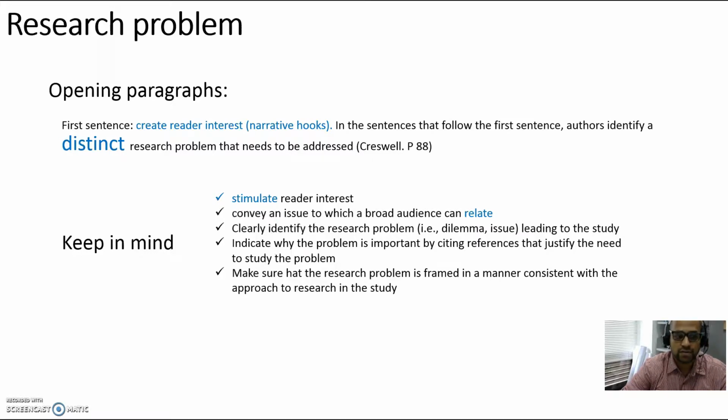Clearly identify the research problem. What is the dilemma? What is the issue leading to the study? Indicate why the problem is important by citing references that justify the need to study the problem. This is key. Try to find some authors who can give us an overall look at what the discussion is about. What is the state of the discussion around this topic at this moment?